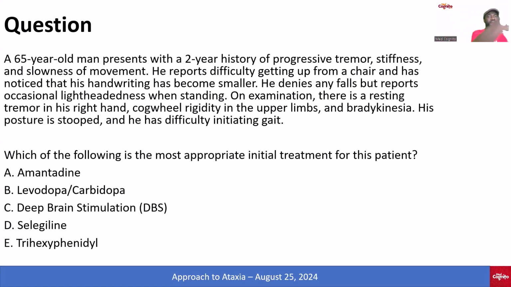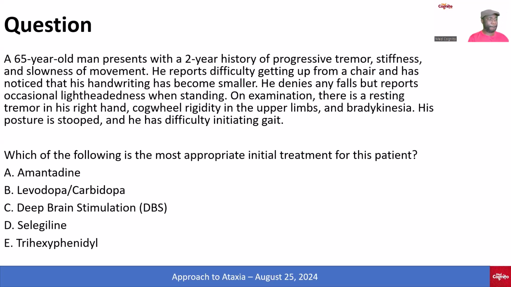A 65-year-old man presents with a 2-year history of progressive tremor, stiffness, and slowness of movement. He reports difficulty getting up from a chair and has noticed that his handwriting has become smaller. He denies any falls but reports occasional lightheadedness when standing. On examination, there is a resting tremor in his right hand, cogwheel rigidity in the upper limbs, and bradykinesia. His posture is stooped, and he has difficulty initiating gait. Which of the following is the most appropriate initial treatment for this patient?